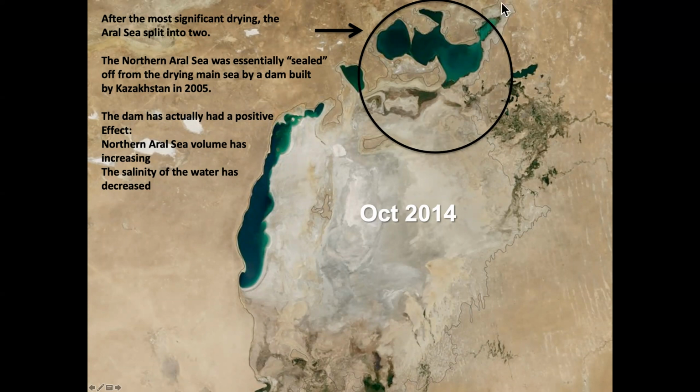The dam has had positive effects in this region. This region will eventually dry up entirely. And every once in a while, if you have a particularly wet year, you might get a very, very shallow lake forming in the middle, but it always goes back to drying up.